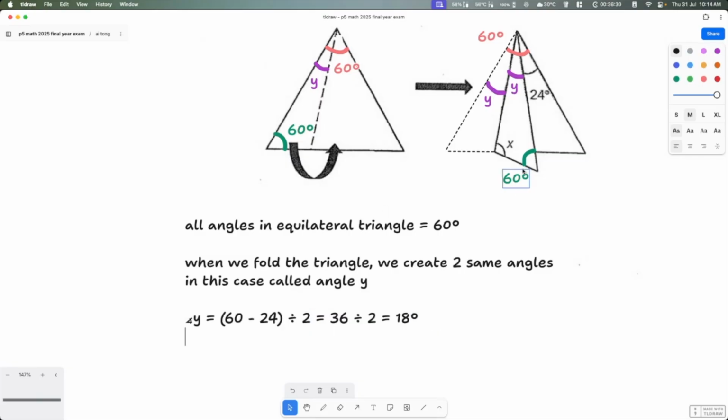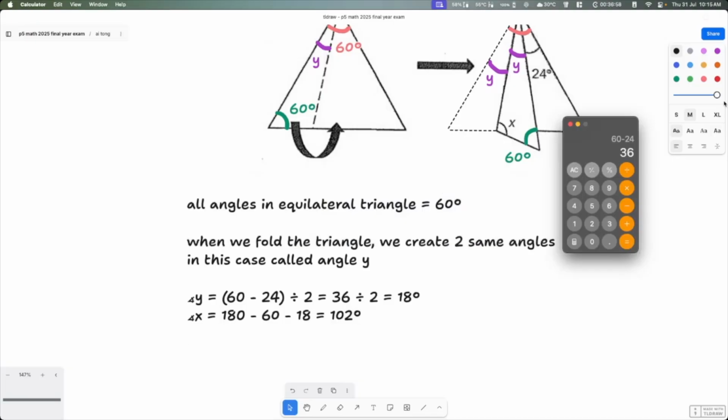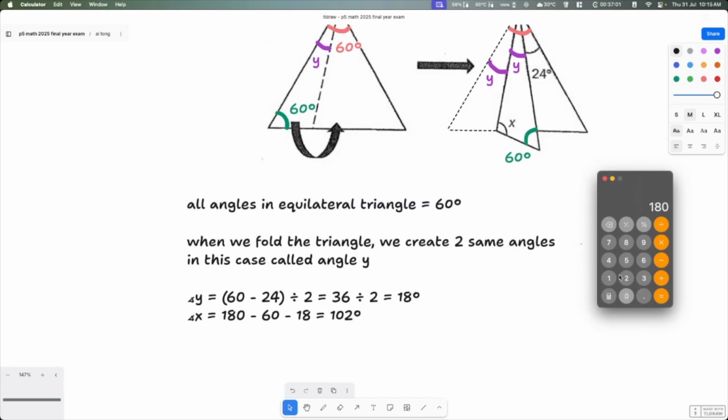Then we know this angle is 60, so we can actually get X. Since this is a whole triangle, angle X is equal to 180 minus 60 minus 18. Okay, 120 minus 18 is 102 degrees. And that's the answer to this. If I were to double check again, just 180 minus 60 minus 18, and that will be 102 degrees. All right, that's it.